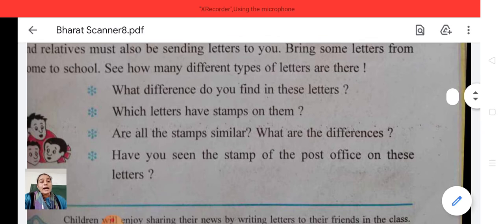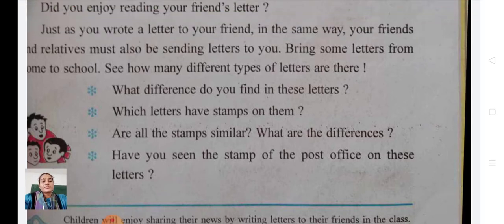Third one. Are all the stamps similar? What are the differences? So the answer is no. All the stamps are not similar. They have different pictures as well as different price mentioned on them.